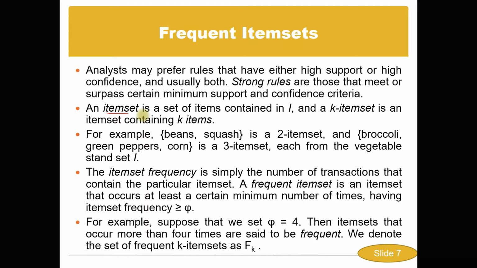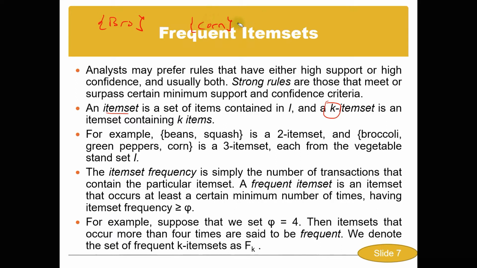And normally you can have different item sets. You can have what we call a k item set. You can have a one item set. And one item set would be, for example, broccoli. Another one would be corn. And it goes on like that. This is an example of a one item set.